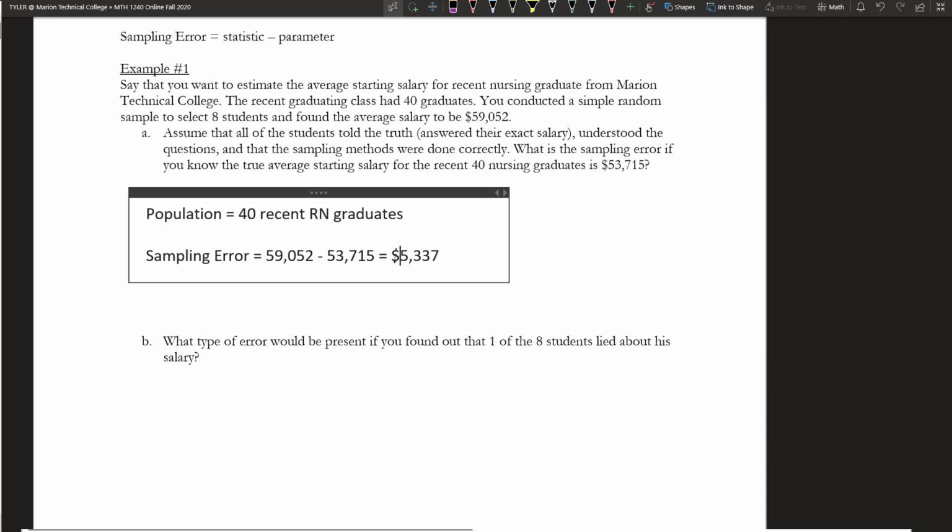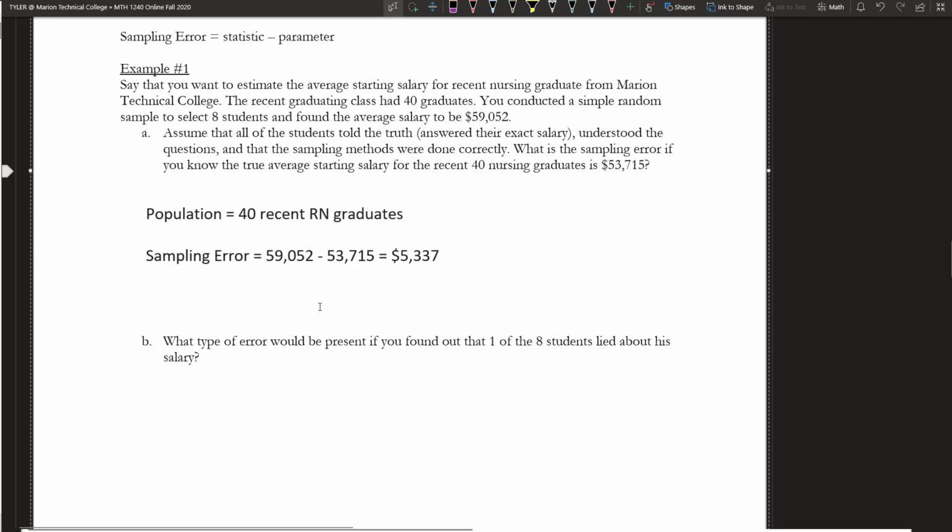So $5,337 is the sampling error here, right? That's the difference between what we got from the sample and what's going on in the population. So there's some error involved by sampling instead of just doing a census, like knowing what every single person is making.